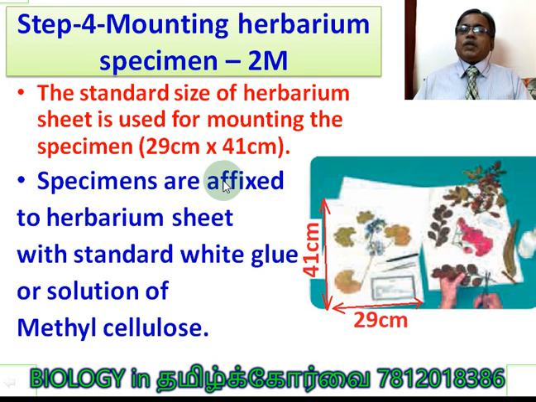Now we are going to learn about step 4, mounting herbarium specimen. Once the plants are completely dried with the help of the plant press, every day we have to keep the plant in sunlight and change the paper. Every evening we have to tie it up with the plant press. After a month, when it is completely dried, it goes to step 4, called mounting herbarium specimen.